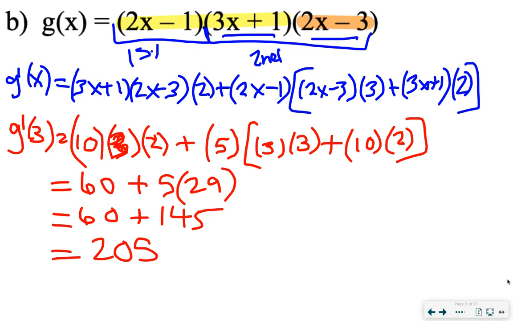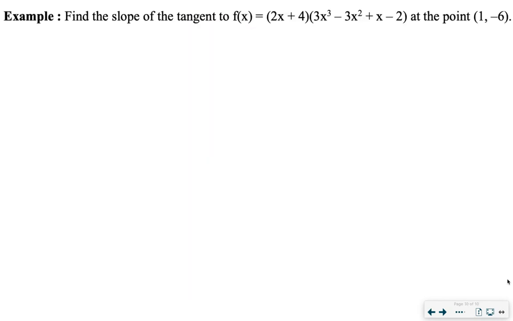And you would have found the same answer had you done it with your first being the yellow highlighted terms and your second being the orange highlighted term. You'd still end up at that same answer of 205. One more example here. Let's find the slope of the tangent to f of x equals 2x plus 4 times 3x cubed minus 3x squared plus x minus 2 at the point 1, negative 6. Again, I'm finding the slope of my tangent at a given point. All I care about from that given point is my 1. Unless I was finding my equation of the line, I don't care about the y value.